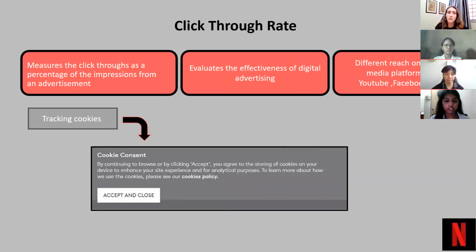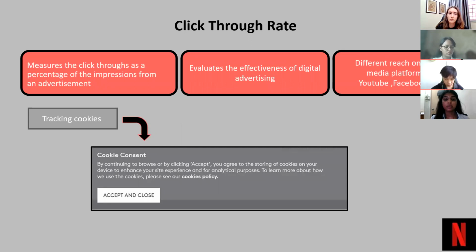The third metric is the click-through rate. It measures the click-throughs on the advertisement as a percentage of the impressions on that advertisement. This metric is useful to evaluate the effectiveness of the advertising in getting customers to click through, and Netflix uses multiple digital platforms such as YouTube and Facebook. And each of these platforms will have different advertising effectiveness.